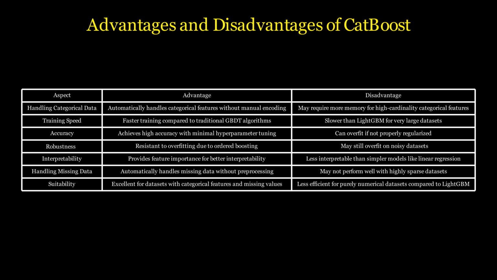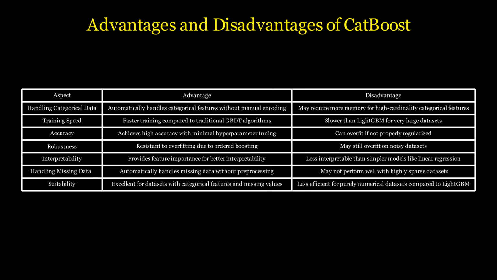CatBoost is resistant to overfitting due to its ordered boosting technique, which reduces bias. However, it may still overfit on noisy datasets if not carefully tuned. CatBoost provides feature importance scores, making it more interpretable than some other boosting algorithms. However, it is still less interpretable than simpler models like linear regression or decision trees.